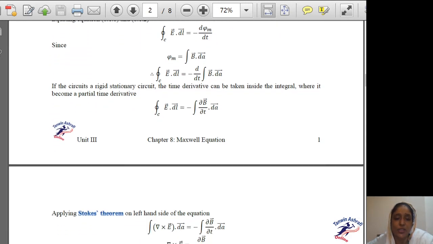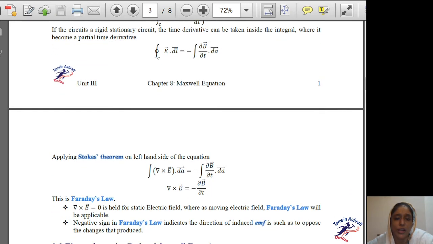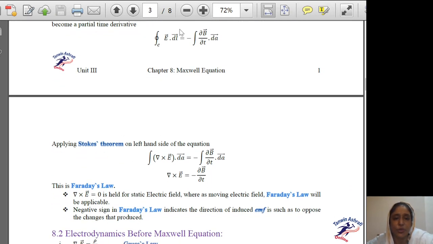If we apply Stokes' theorem on the left hand side, the left hand side becomes the integration of del cross E dot dA, which is equal to minus the integration of del B by del t dot dA. If we cut the surface integration on both sides, we remain with del cross E equal to minus del B by del t. Now this is the Faraday law.